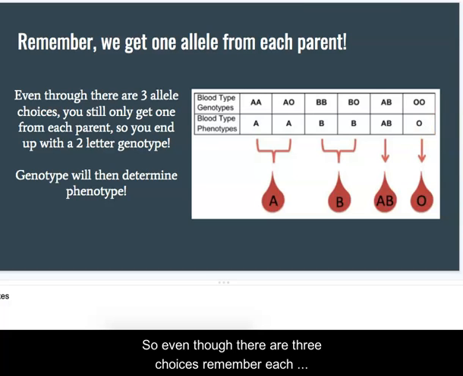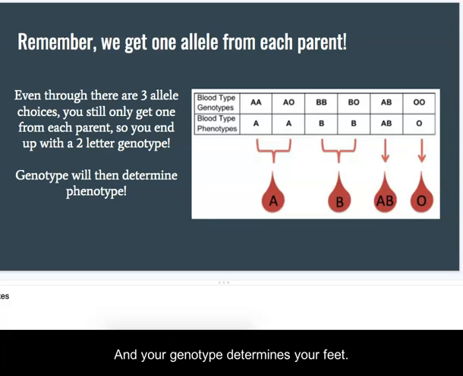So even though there are 3 choices, remember, each person only gets 2, 1 from each parent. So your genotype is always going to be 2 letters long. It's just that the bag of letters that you're choosing from has 3 instead of 2. So you pick out 2 of them, and that's what you have. And your genotype determines your phenotype.